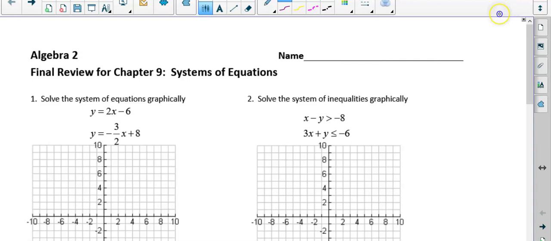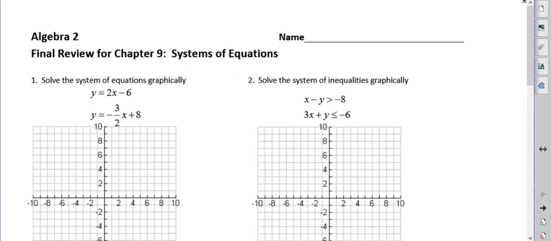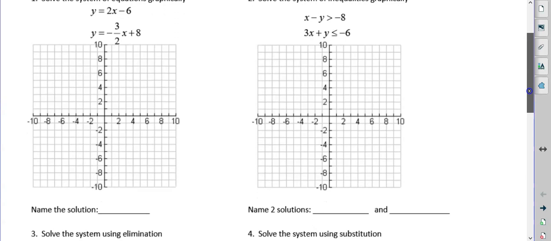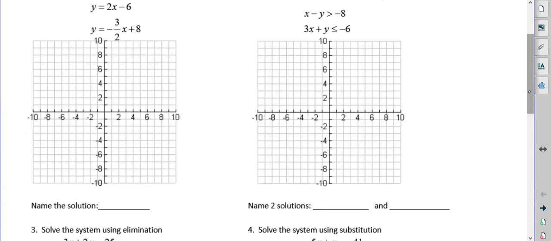What happened here? Sorry, technical difficulties. All right, so graph these. So 2x minus 6, we're looking for the solution to the system, so where they cross. So 2x minus 6 has a point right here. That's your y-intercept at -6. Why is this not working?